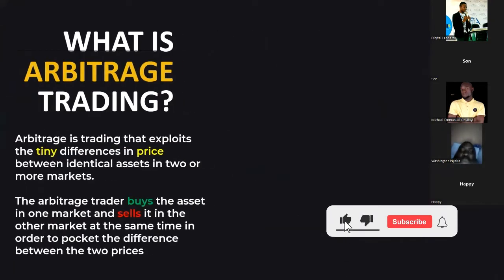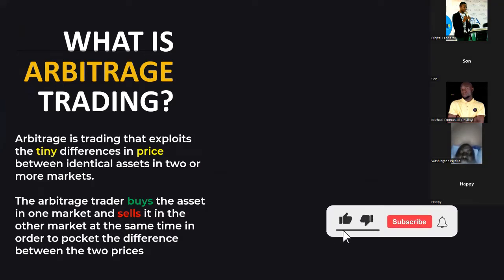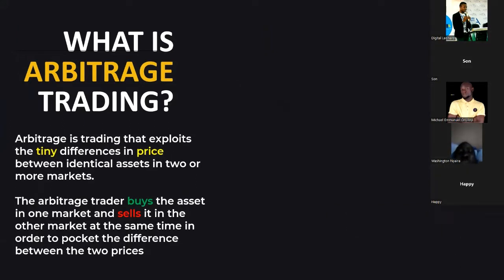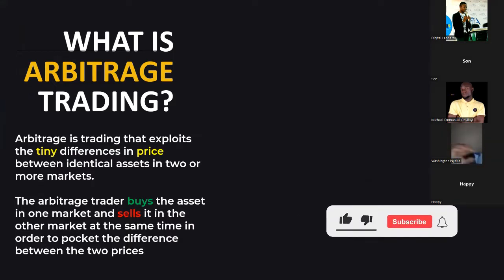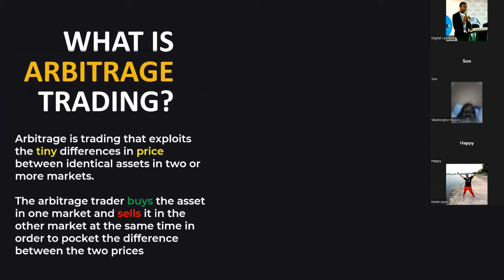When we talk about arbitrage trading, we are simply saying you take advantage of the tiny differences in price between an identical asset. In this case, we are looking at crypto. It could be Bitcoin, it could be Ethereum, it could be any other altcoin, it could even be USDT. So you are taking advantage of these tiny differences in price between identical assets in two or more markets.